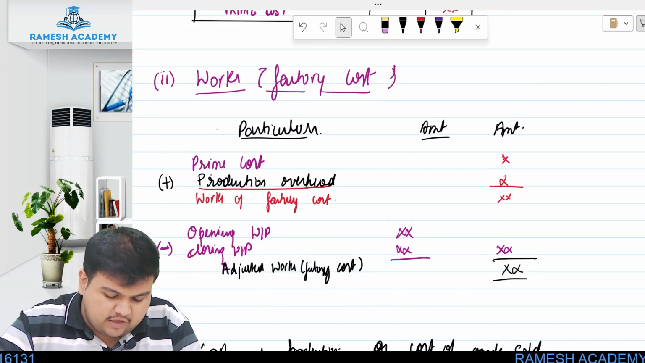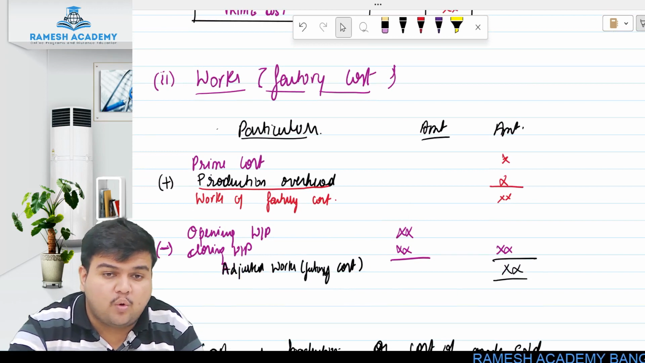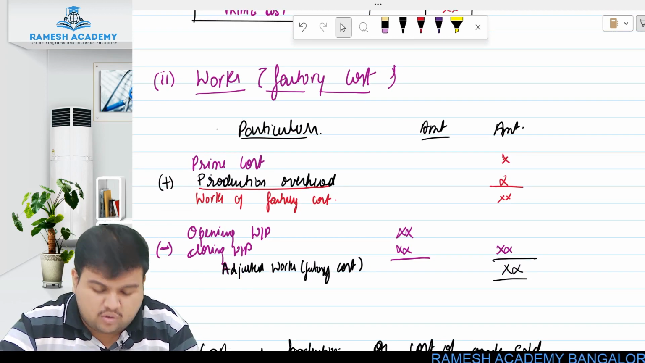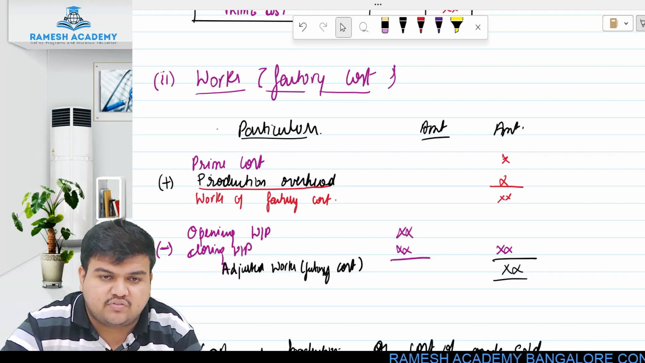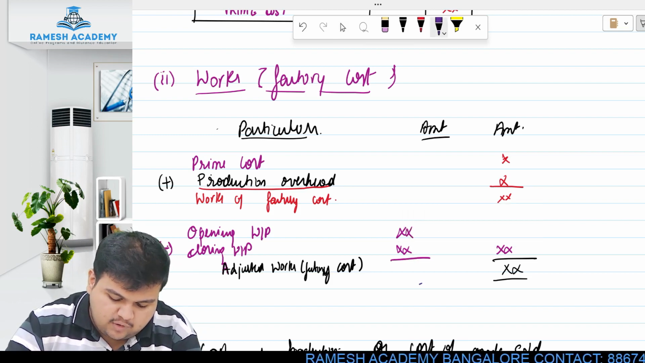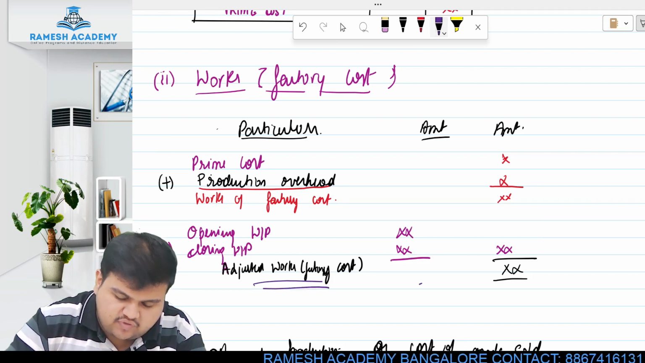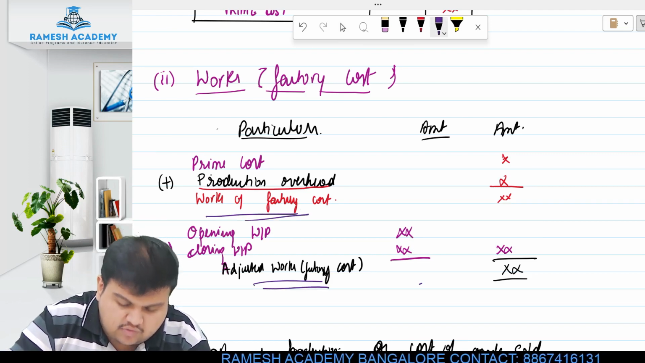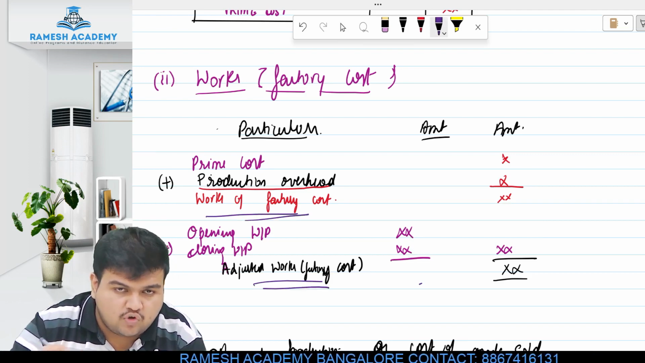After you get prime cost, add production overhead to that. Production overhead means all the expenses, factory overhead, factory cost, everything, and adjust the opening WIP minus closing WIP. You will get the adjusted works or factory cost. Here you get the works or factory cost.